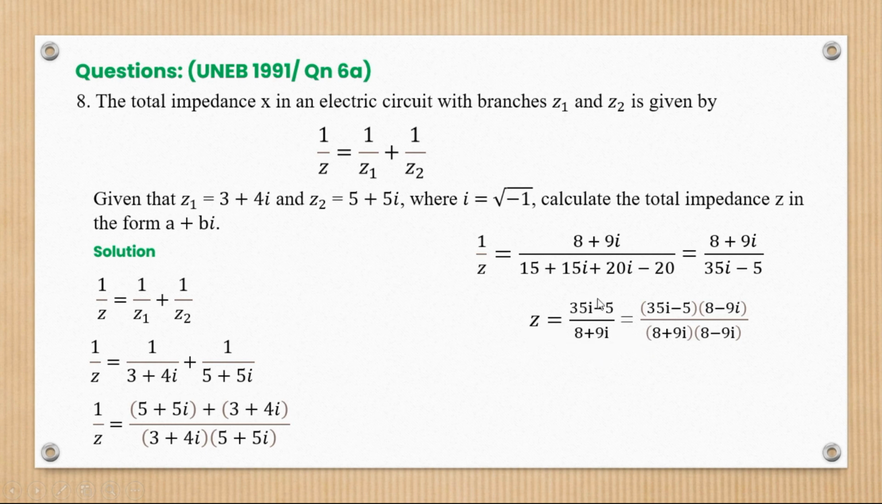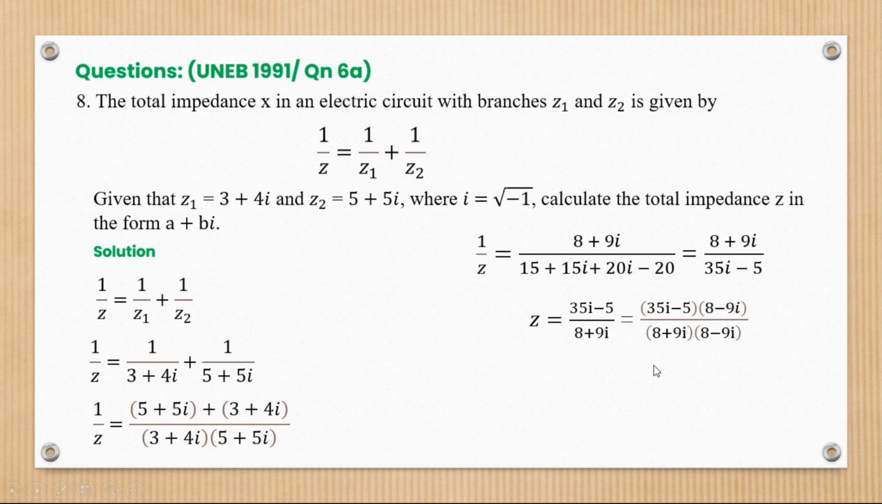But now this is not in the most simplified format. We want this to be in the form a plus bi. So how do we do that? We're going to apply the format of division. We're going to divide the top value by the bottom value. When you do that, remember, we multiply both top and bottom by the conjugate of the bottom, of which the conjugate of the bottom is 8 minus 9i. So that's why we have this.